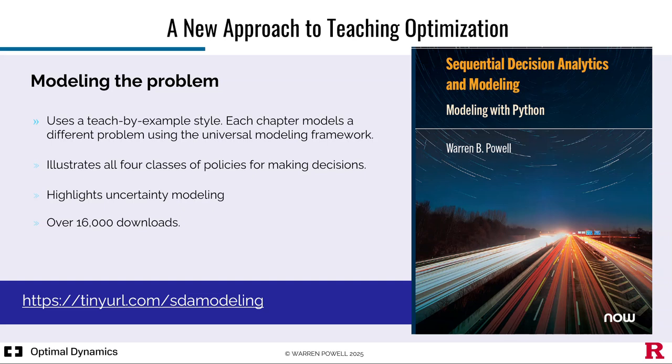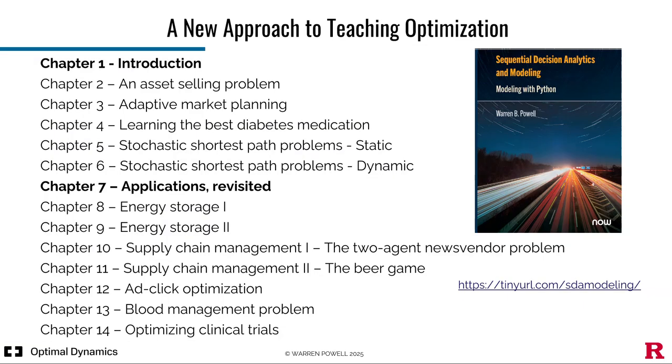Every chapter models a different problem using the universal modeling framework. So here we see, other than chapters 1 and 7, which are more overview, every other chapter is a different application, but following the same style. So this is very easy to skim. In fact, you may go through and say, gee, I'm really just interested in how you're using the universal modeling framework. Each one has a section on how to model uncertainty, and there's a section dedicated to designing policies for making decisions.